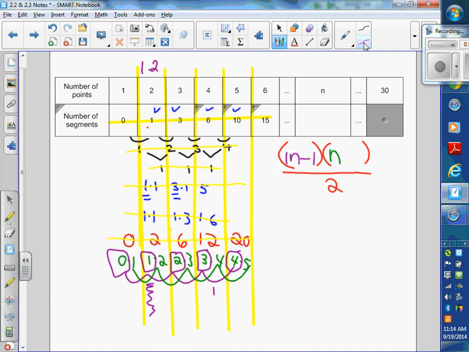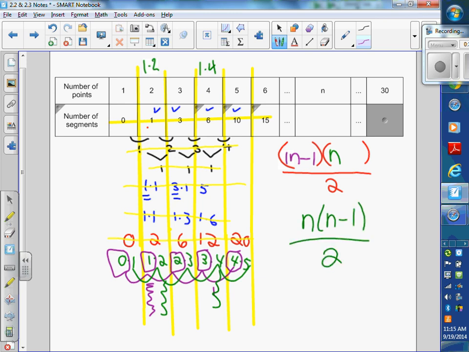Oh, I should probably double check the purple one. So 1 times 3 is 3, take away 1 and you get 2, right? Yeah, so you need a minus. Okay, for the green one, if you didn't figure that out yet, you're going to do 1 times 2 is 2, so it's just n. And check it, 1 times 4 is 4, and you need 4, right? Yep. So it's just n times n minus 1 over 2.